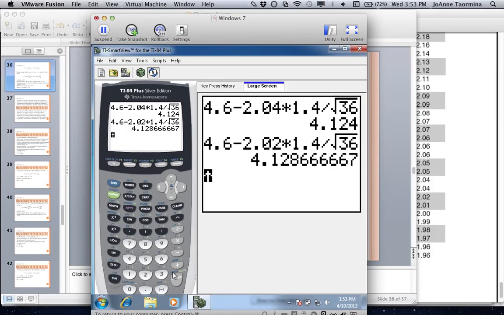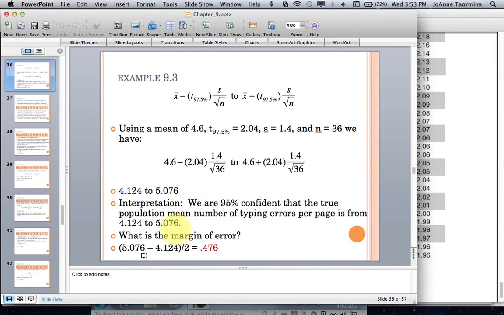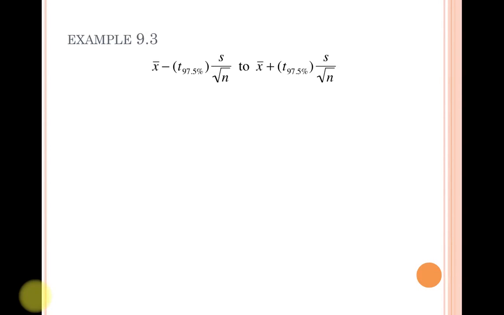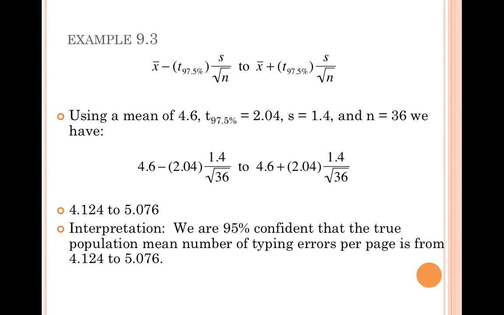Okay, so finding the upper limit, we're going to change the minus to a plus and change this back to 2.04. Change this to a plus, and we get 5.076. So on the lower end, our confidence interval is 4.124, and on the upper end, 5.076. So to interpret this, we're going to use our standard interpretation for a confidence interval. We're going to say that we are 95% confident that the true population mean number of typing errors per page is from 4.124 to 5.076.